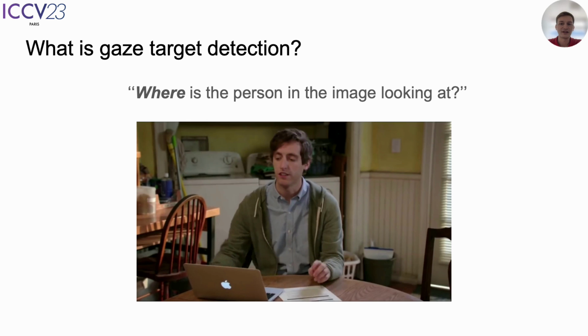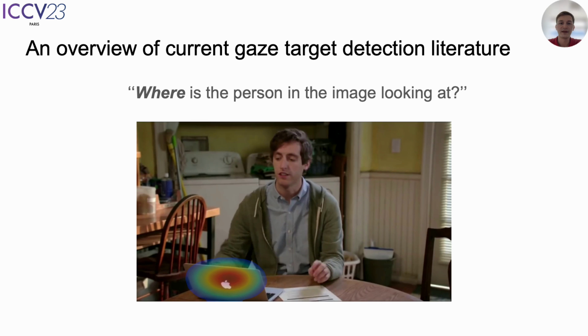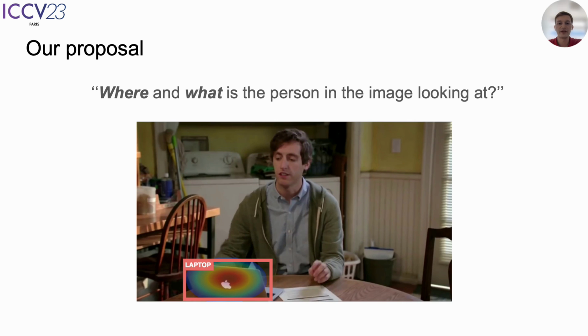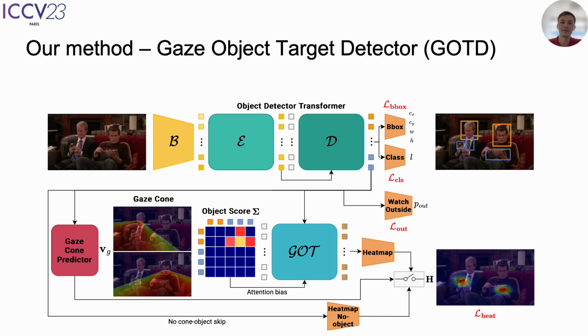In gaze target detection, the goal is to predict where people are looking within an image. Traditionally, methods typically predict a Gaussian heat map centered on the gazed area. Although these methods have yielded impressive results, they lack the ability to determine precisely what object, if any, a person is focusing on. Therefore, we introduced a novel approach to gaze target detection, one that not only predicts where a person is looking, but also identifies the specific object they are gazing at.